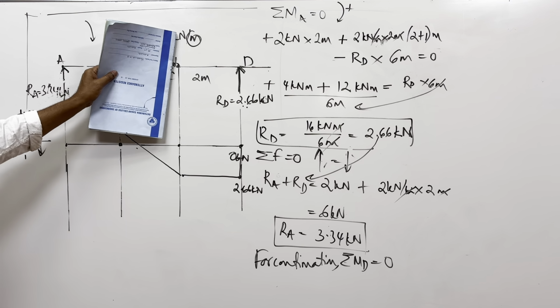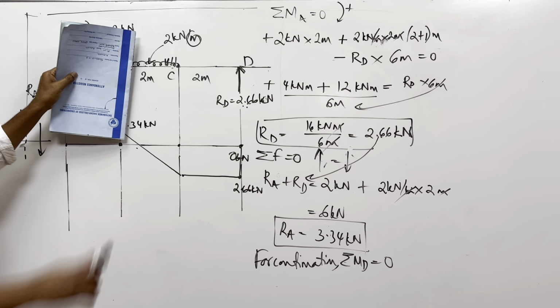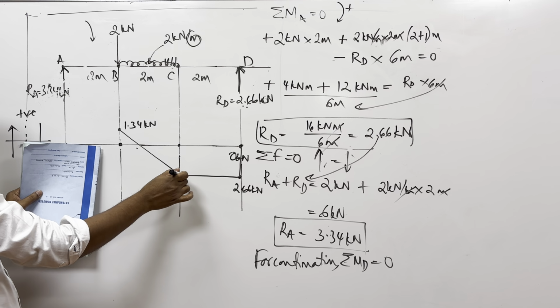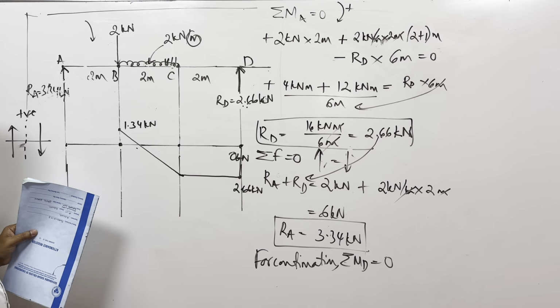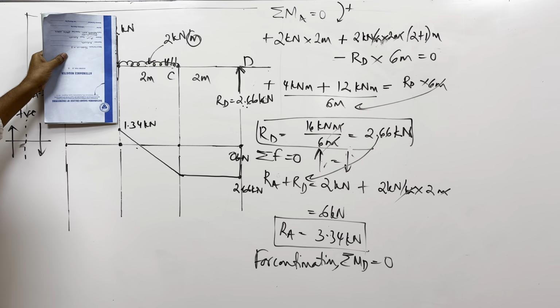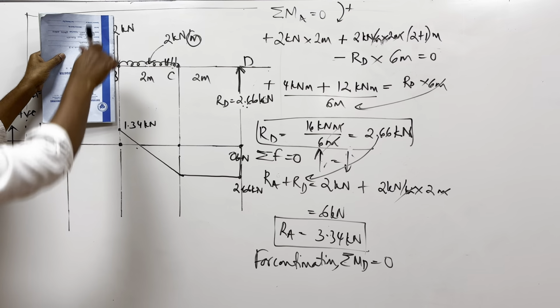linear with respect to distance. More and more distance you travel, more and more load, UDL, gets added. So there's a linear relationship with respect to distance. So it gets added. Okay. And then as you now move here, suddenly there will be one more jump. One more jump because of this 2 kilonewton.